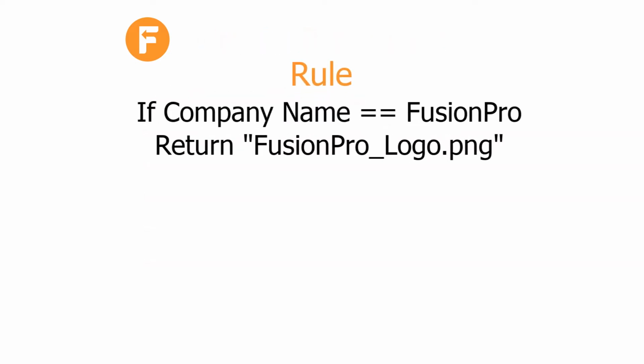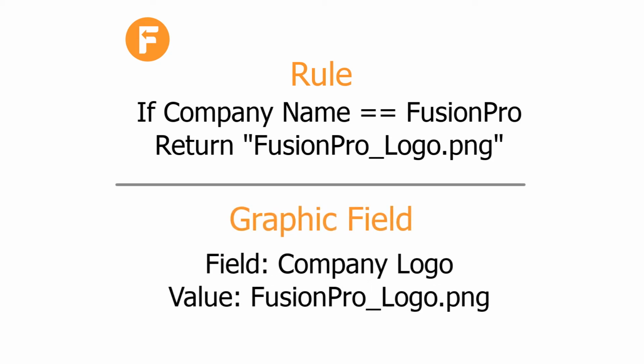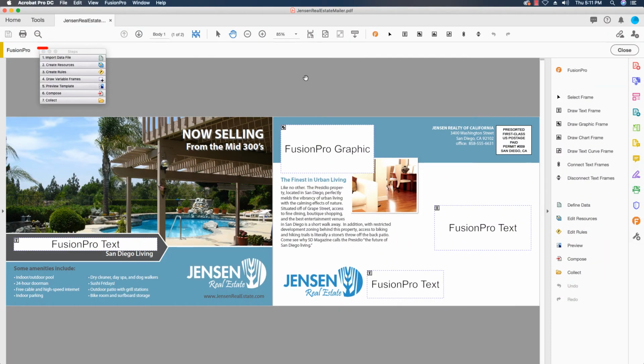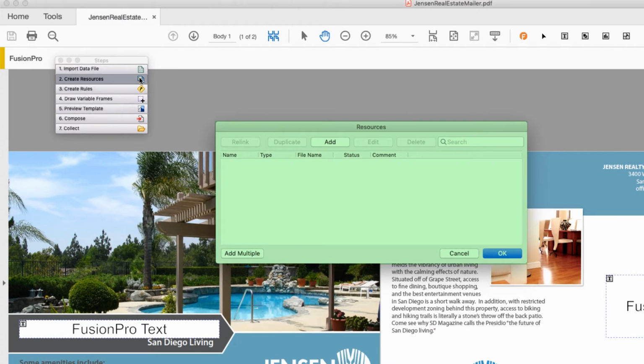Images can be referenced by way of a rule or can be specified as a graphic field. In either instance, they should be defined as resources. To get started creating resources, use the Steps palette or click the icon on the Tools menu. The list of resources will display all items associated to the document. When building a new document, the list will be empty.